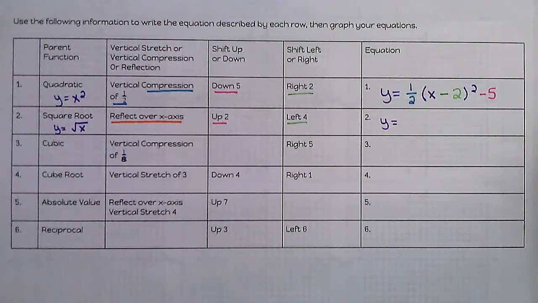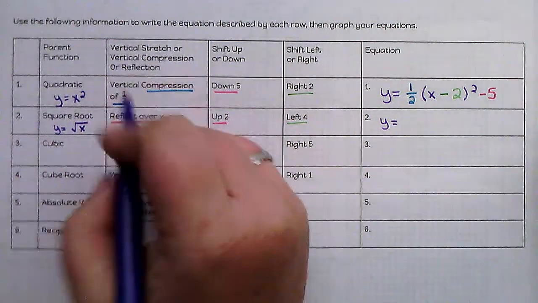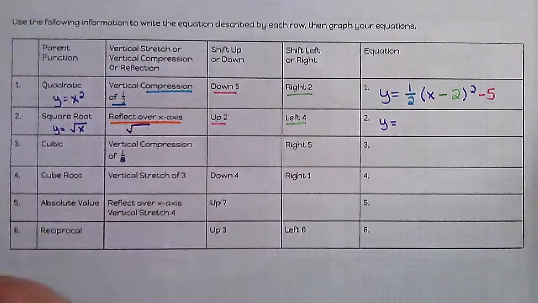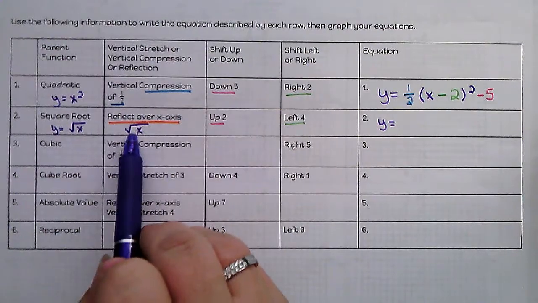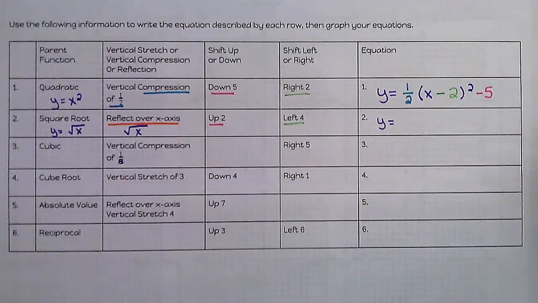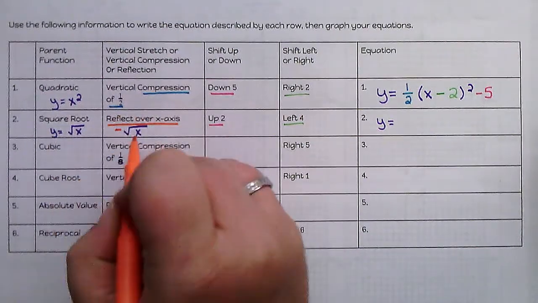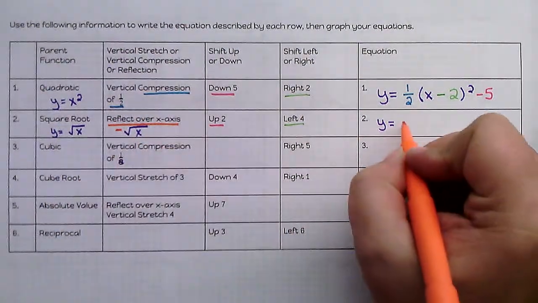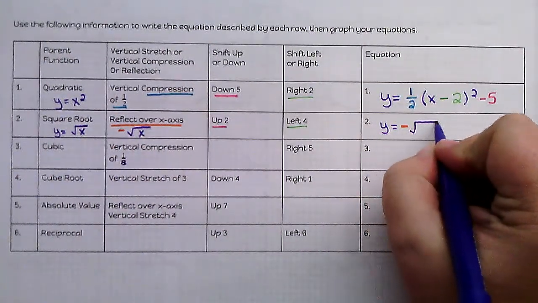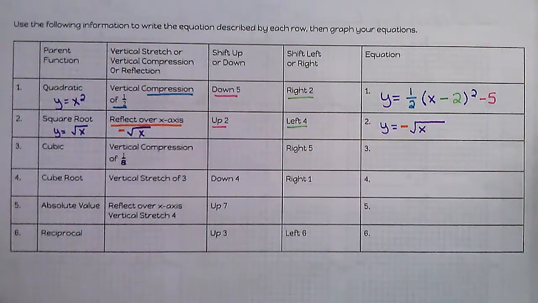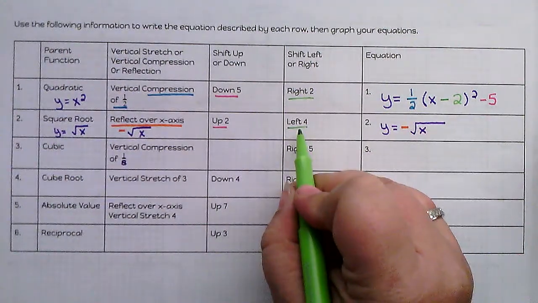Reflection over the x-axis. So what we need to know is when we have a square root of x, when we reflect over the x-axis, does it go in here or does it go outside? Well, the x-axis one goes on the outside. If it were y-axis, it would go on the inside. So the reflection is going to go outside. Then square root. And then inside the square root is my left or right.